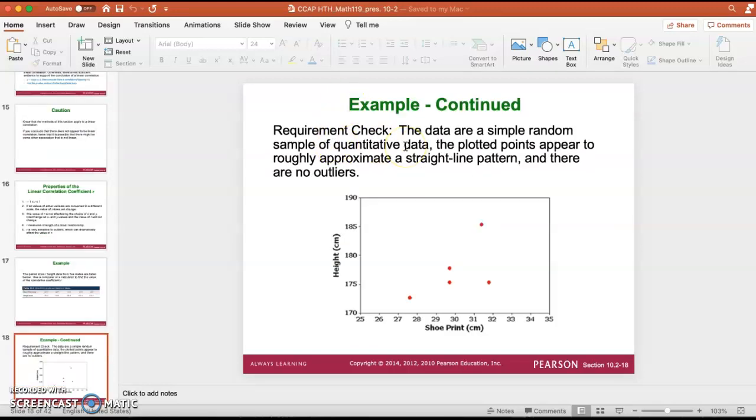Yeah, so just a quick requirement check. The data was from a simple random sample of quantitative data. And when we plot the points here, they follow roughly a straight line pattern. Then we're not seeing too many outliers. Notice the condition for needing to follow a straight line pattern can be a little loosey-goosey because these aren't super straight, but we can say they're close enough.